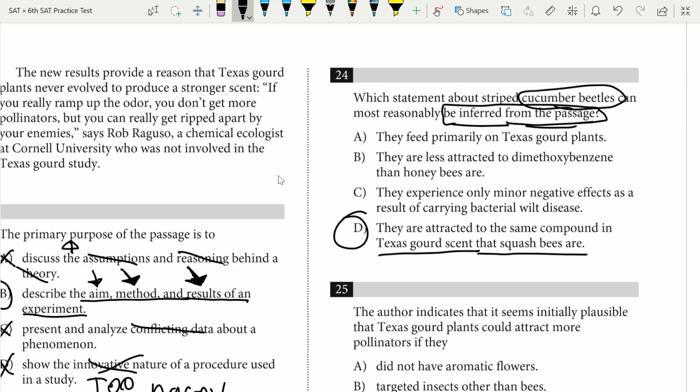As far as why A through C are wrong, A says they feed primarily on Texas gourd plants. We never make that claim, so we cannot put that as A. There's no evidence to support that. B, they are less attracted to dimethoxybenzene than honeybees are. We don't say which one is more attracted, so we have to get rid of B as well. That would also be unsupported by the text. C, they experience only minor negative effects as a result of carrying bacterial wilt disease. Once again, we have no evidence to support that, so that could not be our answer.